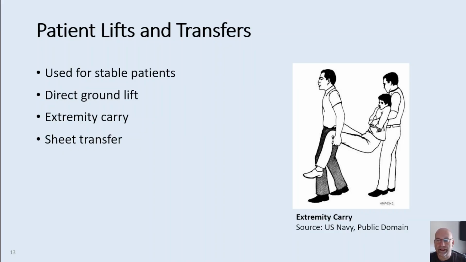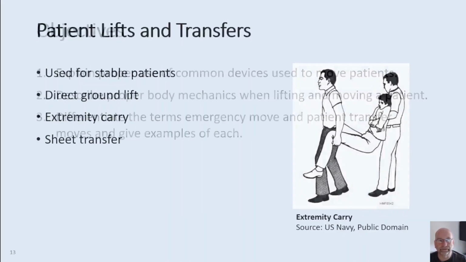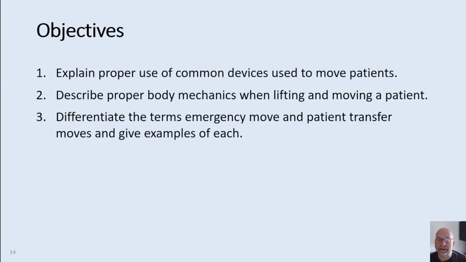Using a blanket or sheet to lift the patient from the ground, chair, or bed is an excellent alternative to a direct or extremity lift. Once you arrive at the receiving facility, a sheet transfer will be used to slide the patient from your stretcher to the facility stretcher. This brings us to the end of this presentation.